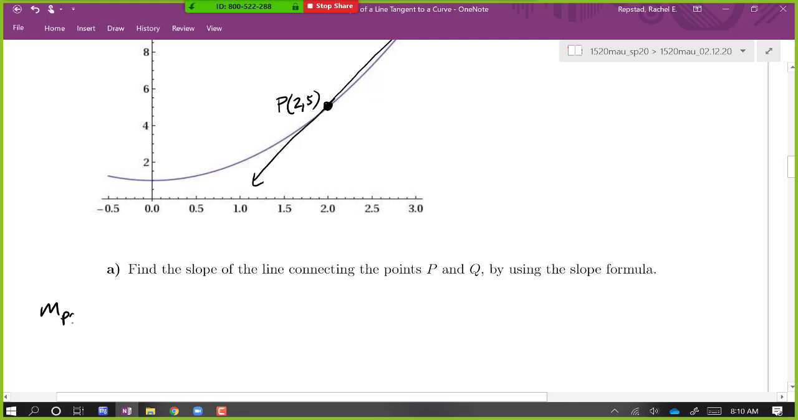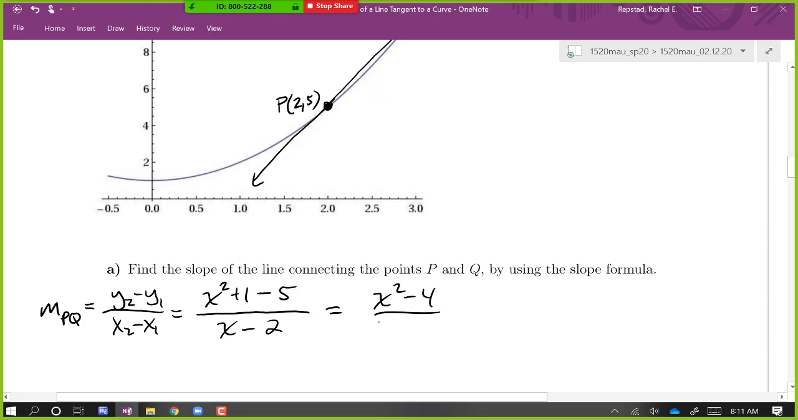So the slope of this line PQ is y2 minus y1 over x2 minus x1. Let's see, change in y: x squared plus 1 minus 5 over x minus 2. And we could just simplify the top. We get x squared minus 4 over x minus 2.